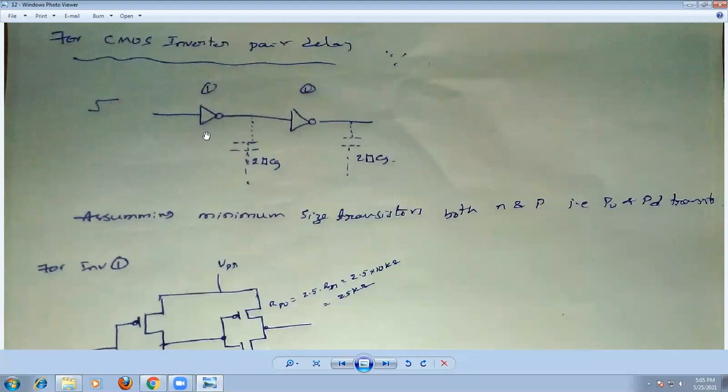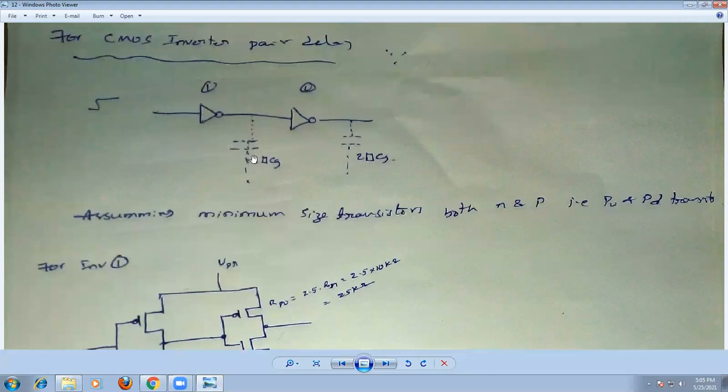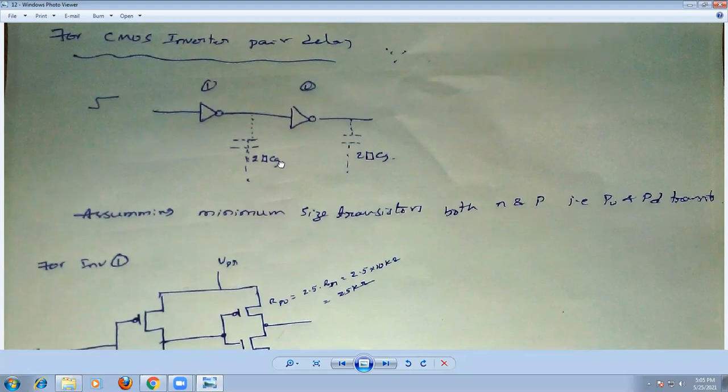For the N channel and P channel transistors we are using in the inverter circuit, we assume that they are minimum size. Now, why are we taking 2 square CZ here instead of 1 square CZ? Now we'll discuss that.